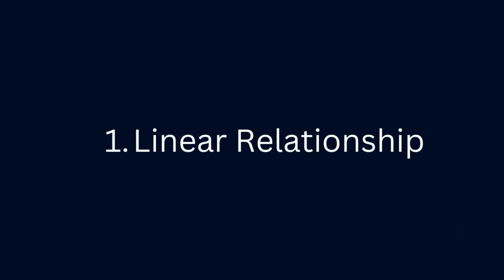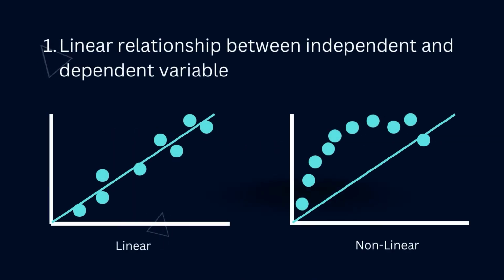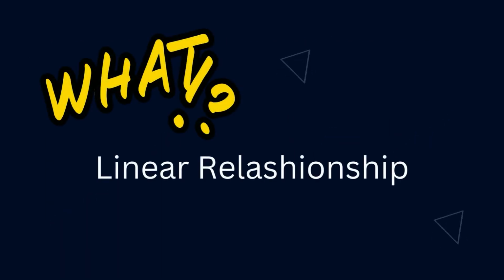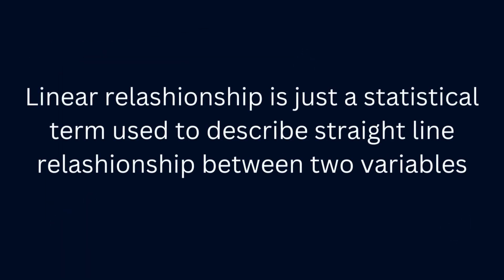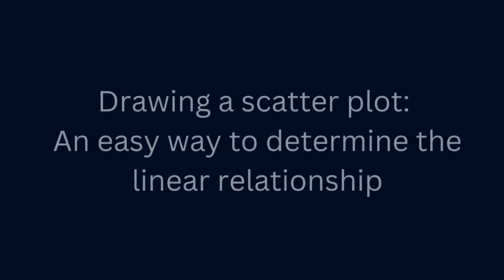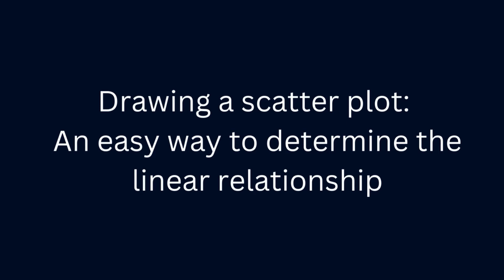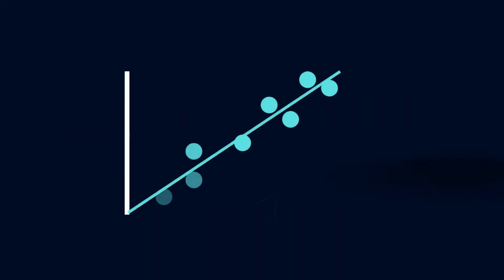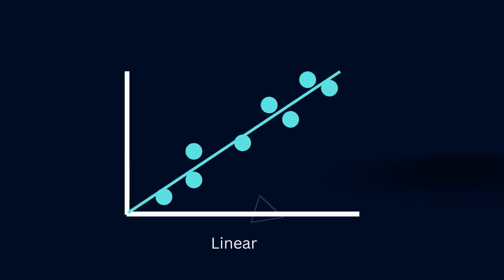First, check your dataset and check the linear relationship between the dependent variable and the independent variable. What is a linear relationship? A linear relationship is just a statistical term used to describe a straight line relationship between two variables. To look at a linear relationship, it's easy to draw a scatter plot between the dependent variable and the independent variable. Look at the scatter plot. Here the data points align more like a straight line. So here we can say there is a linear relationship between the variables.